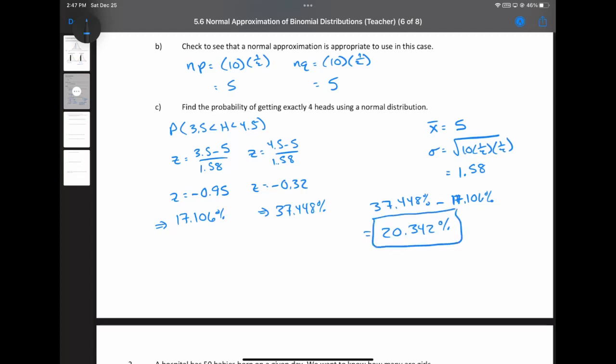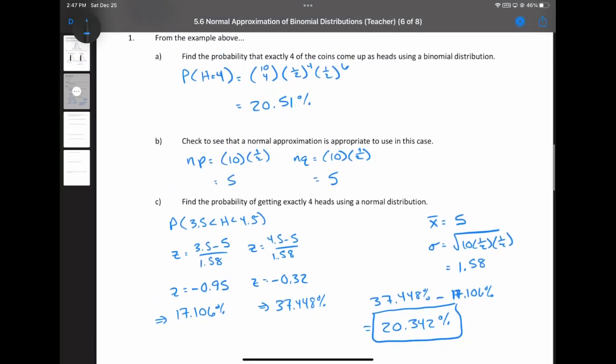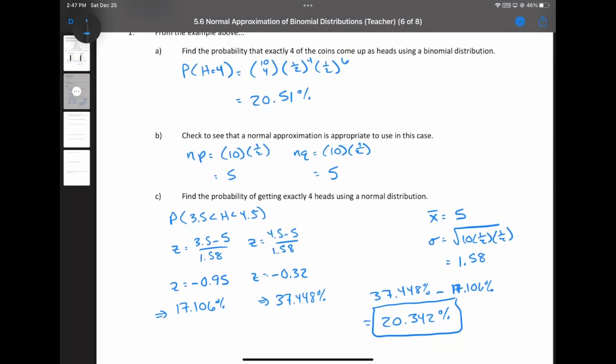Going back up for just a second, the exact value when we did it properly as a binomial was 20.51. Our normal approximation is 20.342, keeping in mind that we had the lowest possible bar to be met with both NP and NQ equaling 5. We rounded off on sigma. We rounded off on z-scores. Our z-score tables, obviously those percentages jump in values because it doesn't have a continuous spectrum. It just has boxes that we choose from. And we're still only off by very little. So I would say that that's a pretty good approximation.